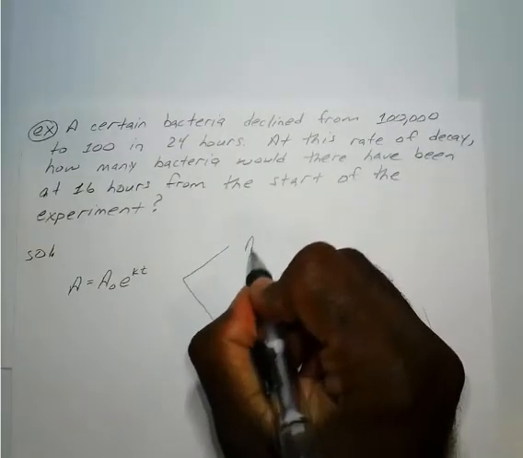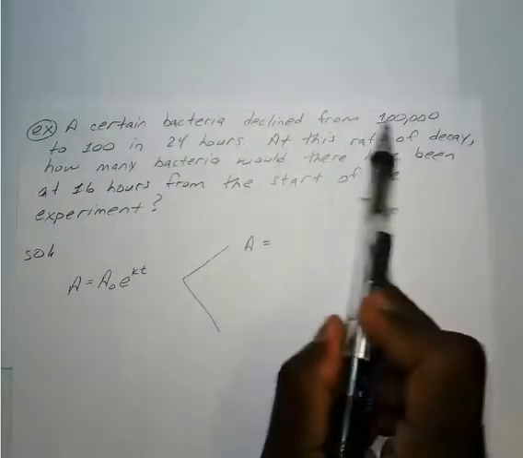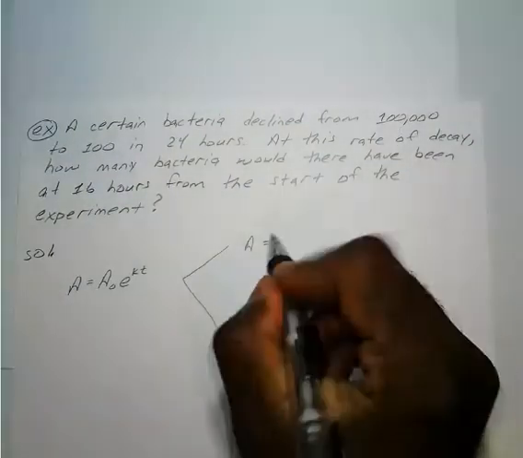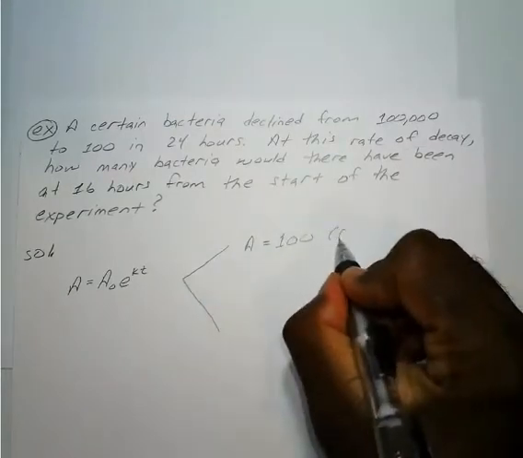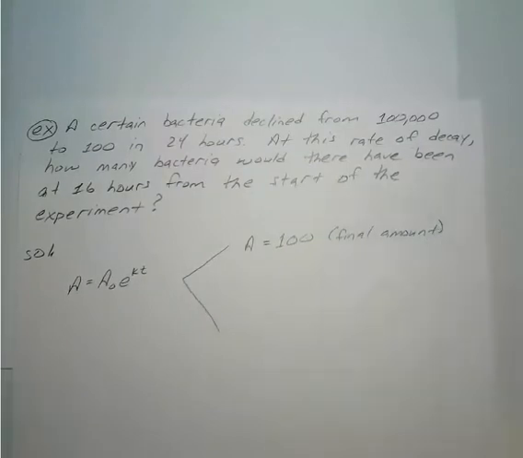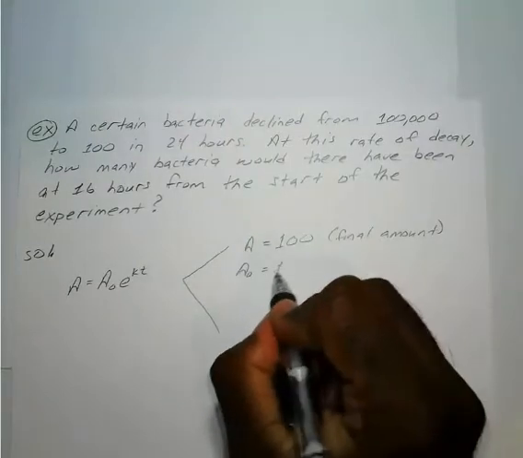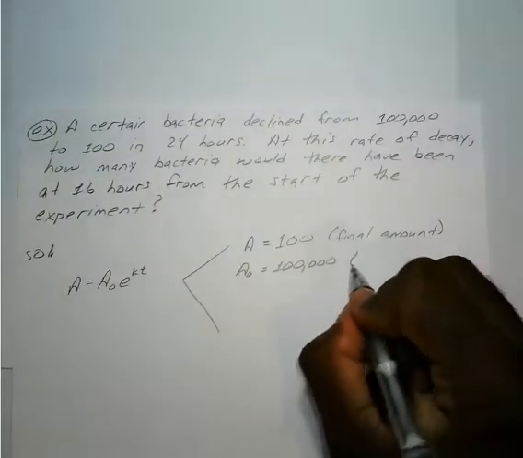So our A, our final amount, this is tricky because remember, we started with 100,000 and we declined to 100. So 100 is our final amount. That's why I say you have to be really careful with this one. And A sub 0 is 100,000. That's our original amount.